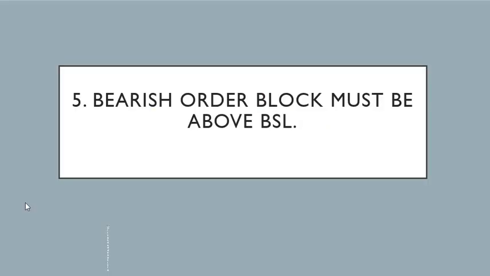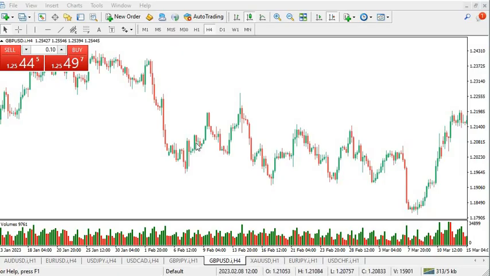The fifth characteristic of tradable order blocks is that a bearish order block must be above buy stop liquidity, must be above BSL. BSL is known as buy stop liquidity. So what is buy stop liquidity? Buy stop liquidity is the stop losses that are resting above the resistance area, or the liquidity that is resting above the resistance area is known as buy stop liquidity.